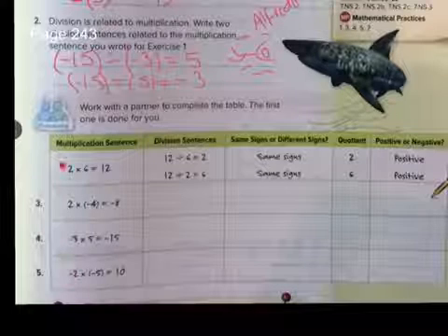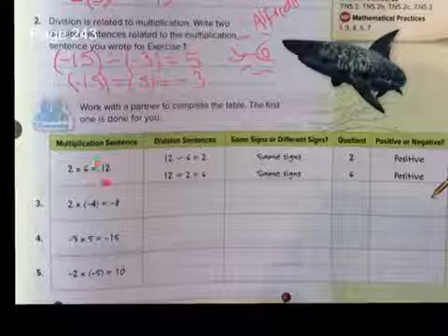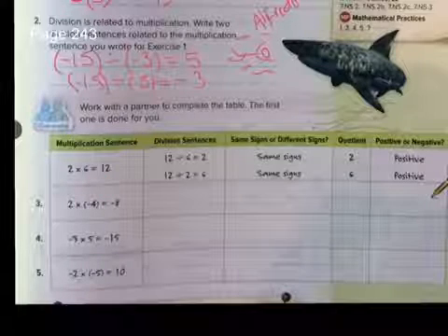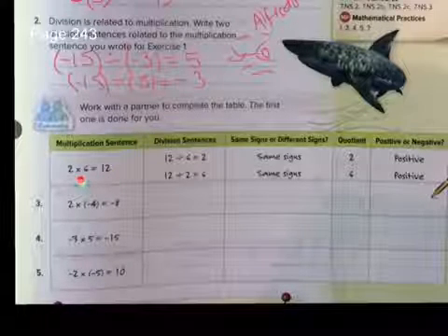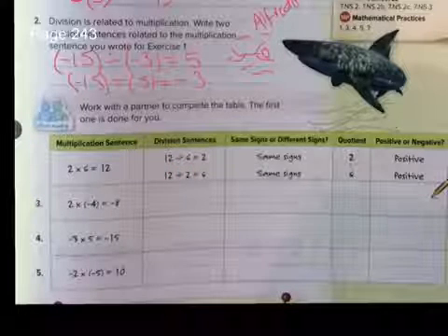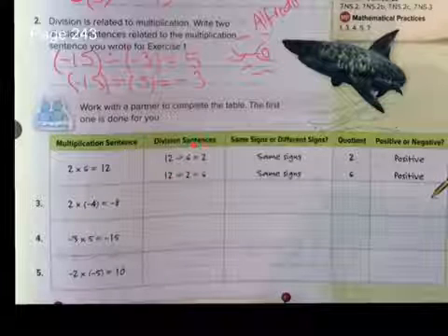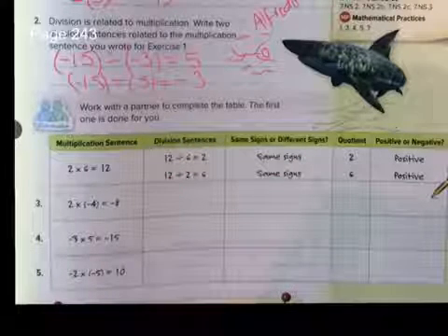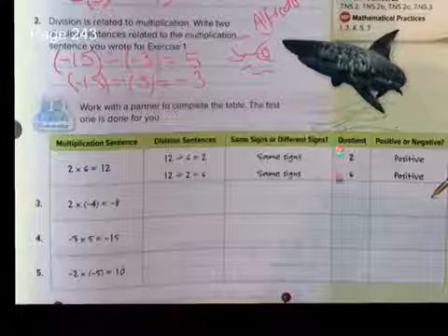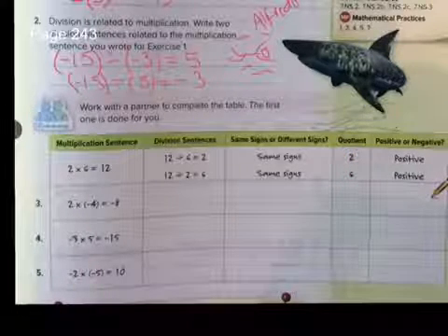Okay, first let's follow the pattern. We have 2 times 6 equals 12. Positive and positive equals a positive number. You can work the other way where you do 12 divided by 6 is 2. You see it? Or 12 divided by 2 equals 6. All positive. They have the same signs. The quotient is going to be positive. You see that? Okay, you write the quotient and you write whether it's negative or positive.